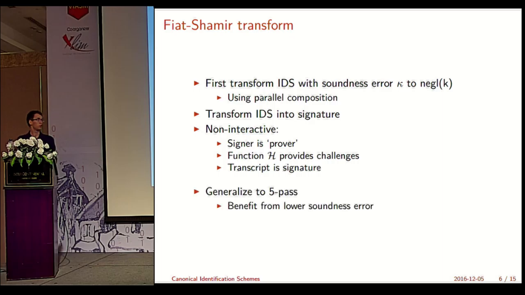And we want to generalize this, because this is the classical three-pass setting. But by scaling it up to five-pass, you can benefit from a lower soundness error. Typically, the three-pass schemes would have a higher soundness error, and then you would need to have more in composition. But generalizing this to a different setting could make for a more efficient scheme that has fewer rounds, so a smaller transcript and easier to compute. But the current Fiat-Shamir transform works on the canonical IDS that I just showed. So that's where we're aiming at now.